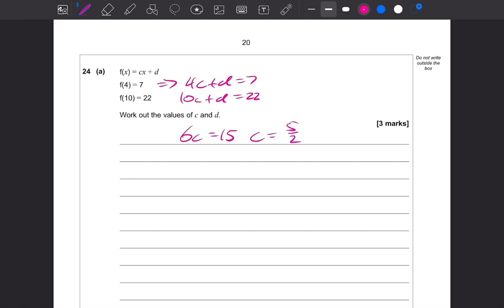Now plugging this back into either one of these, we'll do it into the second one, why not? We'll have 50 over 2 plus d equals 22. That's 25. And taking 25 away, d is minus 3.